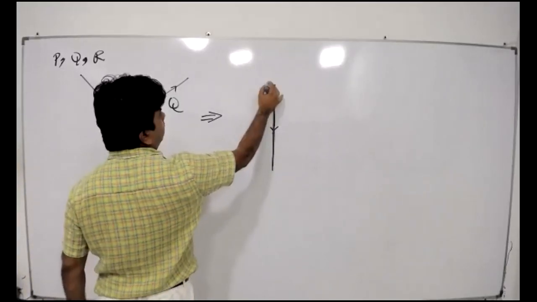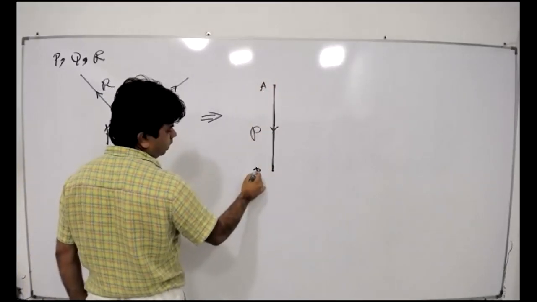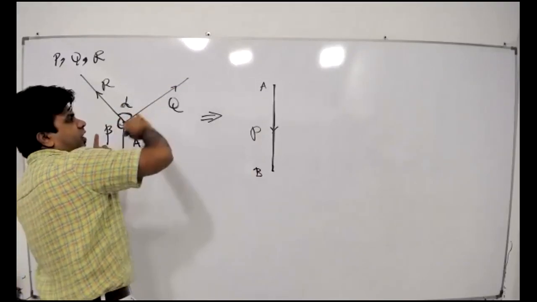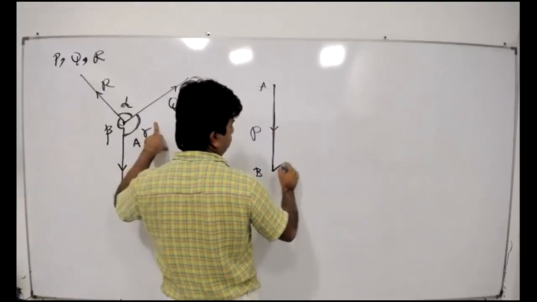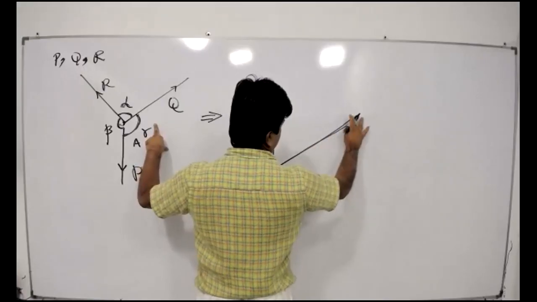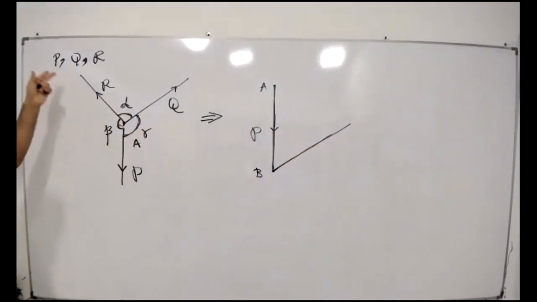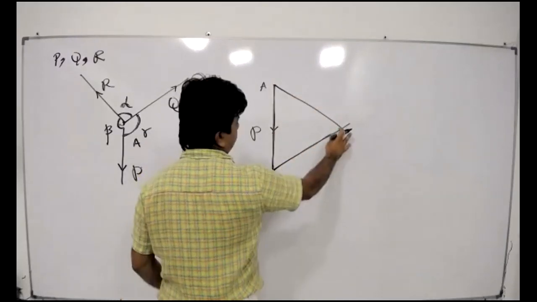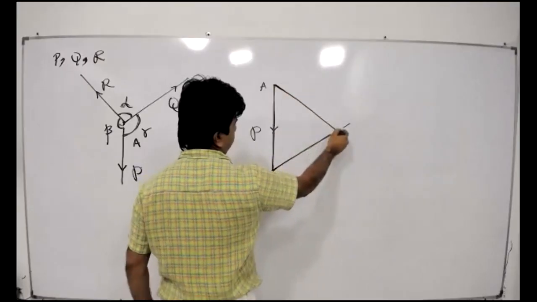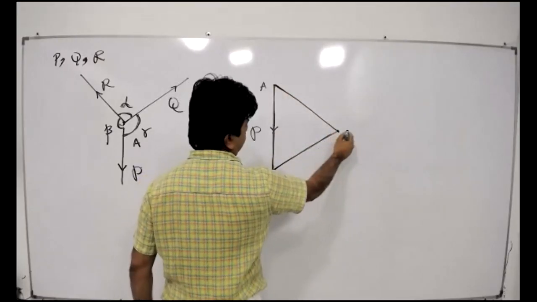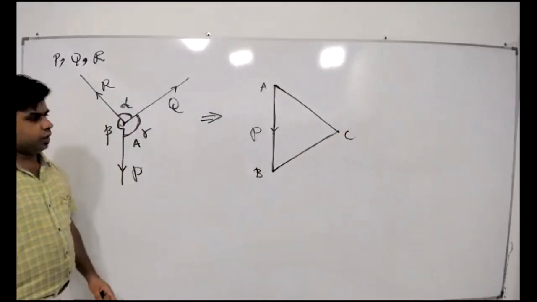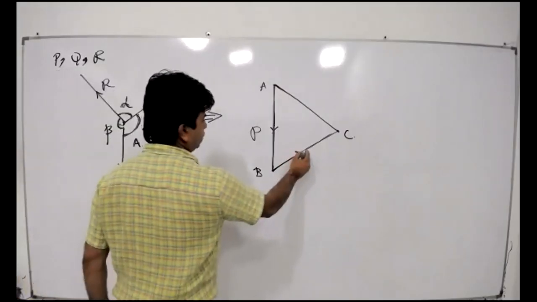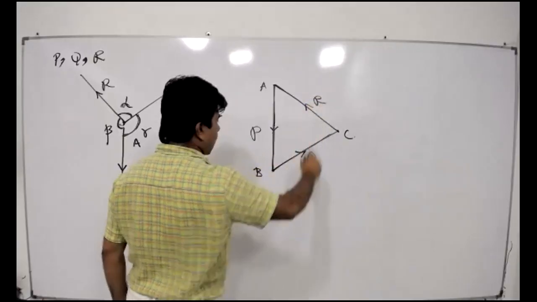Now I'll mark this by A and this by B. The second force is Q, in this direction, so you can draw a line parallel to that one through this way. That's the line of action of Q. The line of action of R is that way, so you can draw a parallel line like this here. I'll take this point as C. So this is the force P, this is the force Q, and this is the force R.